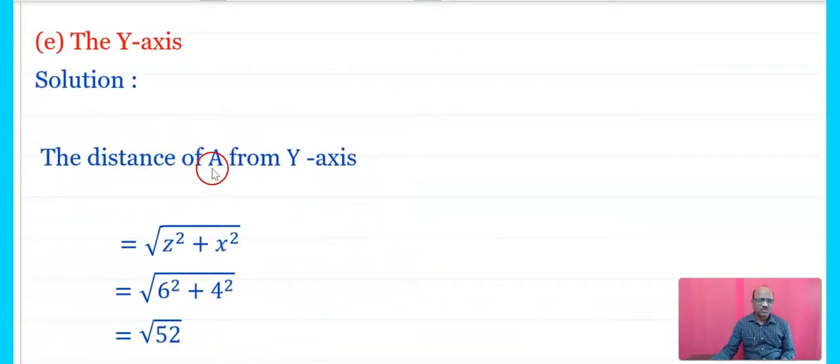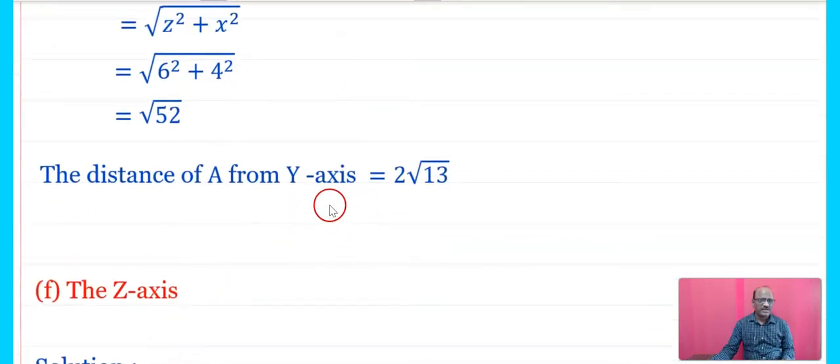The y-axis. The distance of A from the y-axis is root of z square plus x square, that is 6 square plus 4 square, 36 plus 16, and that is the root of 52. And again it can be written as root of 4 into 13, and the square root of 4 is 2, that is 2 root 13.